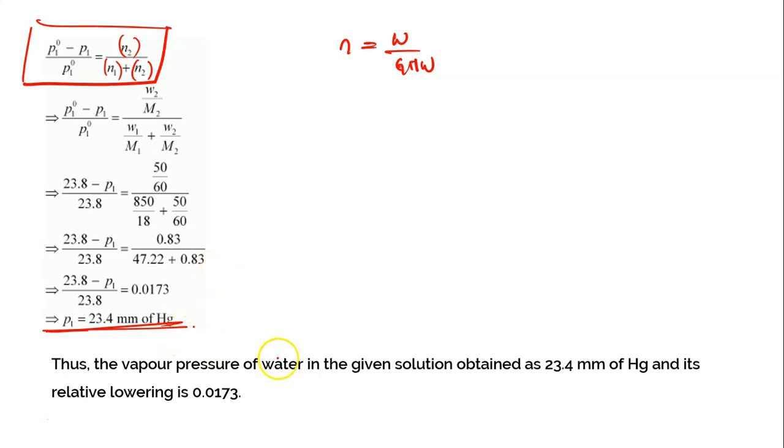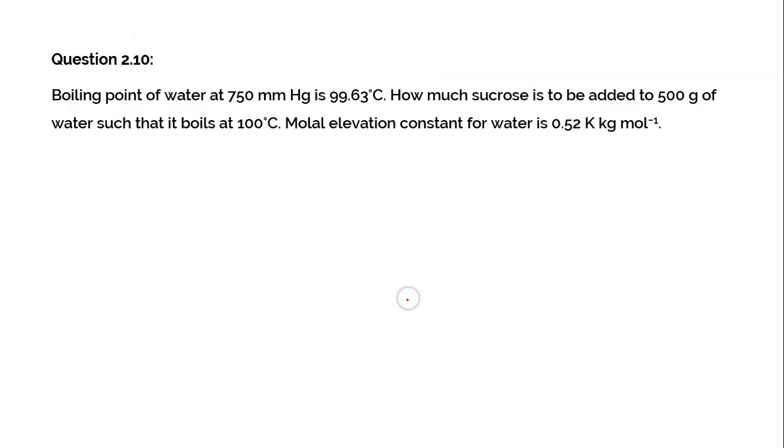So now the vapor pressure of water in the given solution obtained is 23.4 mm of Hg, and its relative lowering is 0.0173. I hope you have understood how to solve this. And if you are worried about how did we get this 0.0173, it's here. Relative lowering of vapor pressure is P1° minus P1 divided by P1°. This term is called relative lowering of vapor pressure. You calculated this as 0.0173 during your calculation, right? So let's move on now to the next question, number 2.10.